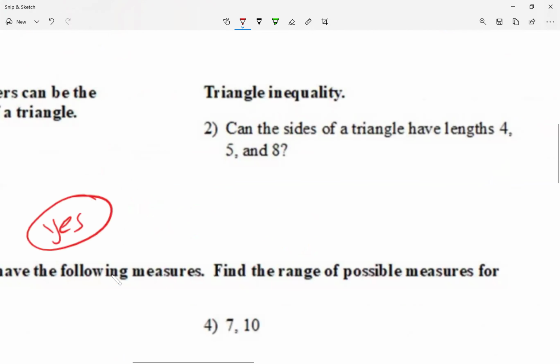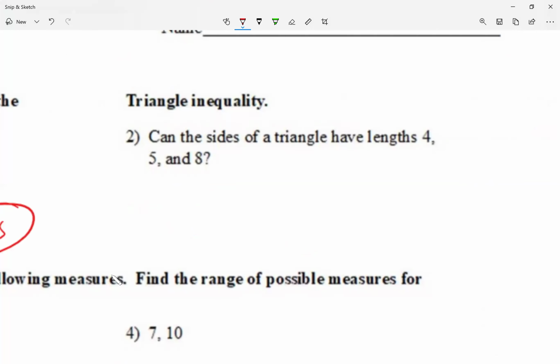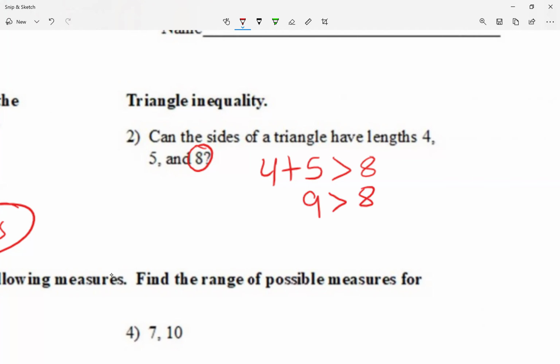Now let's take a look at question number 2. Can the sides of the triangle have lengths 4, 5, and 8? Okay, so I'm given three sides. Let me identify the big one. The big number here is 8. So I'm going to add the two smaller sides, 4 plus 5, and it has to be bigger than 8. I know 4 plus 5 is 9. So I'm asking myself, is 9 more than 8? Well, yes. In this case, it is yes as well. So I'm going to say yes.